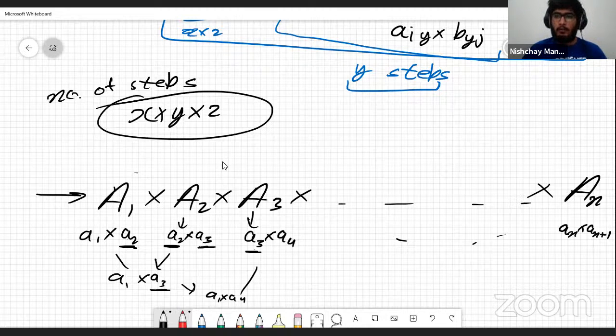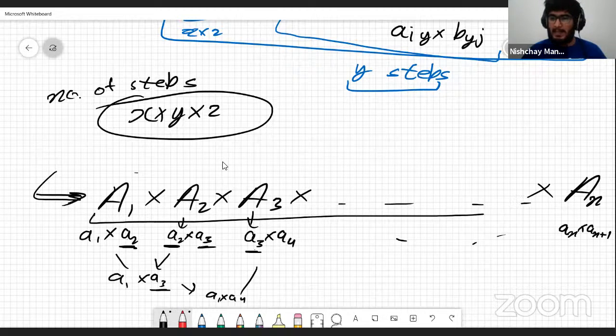We have to figure out the minimum number of steps required to multiply this. Basically, what is the minimum number of steps in which we can do this complete multiplication? We want to figure out the optimized algorithm to multiply these n matrices. And to find that optimized algorithm, we have to apply dynamic programming here.